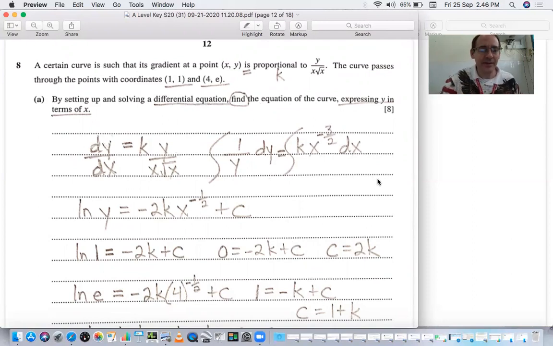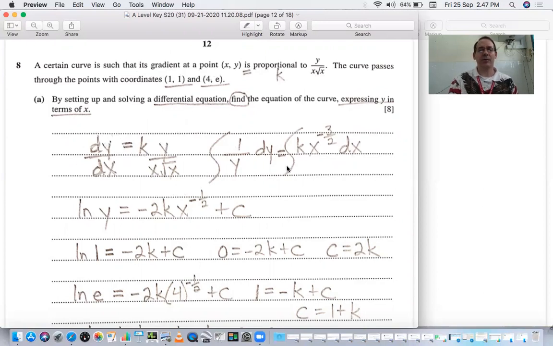Notice that it says the gradient. Well, gradient or slope is dy over dx, change in y over change in x. So that's our differential part of the differential equation. And it says that this gradient is, so notice this, at a point (x, y) is just a prepositional phrase. So your gradient is dy/dx equals proportional. Don't forget the proportionality constant. That's extremely important. y over x root x.